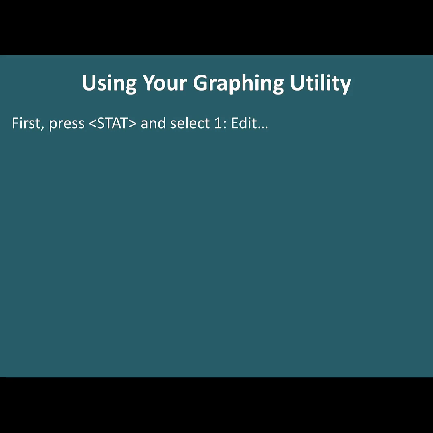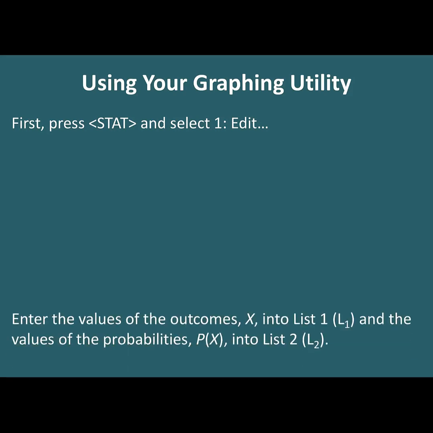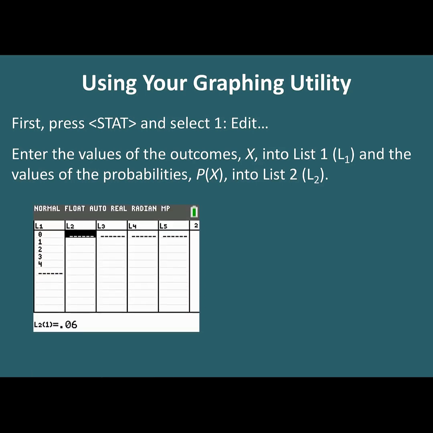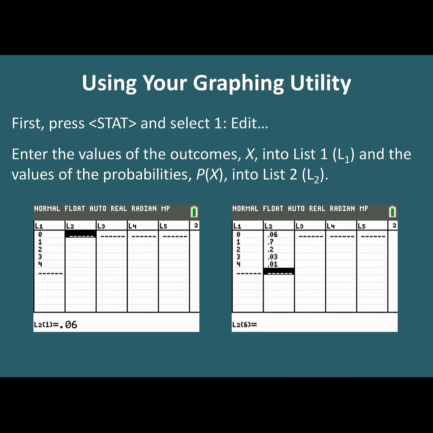Now let's go ahead and learn how to use our graphing utility. First, press Stat, then select 1, the Edit list. Upon selecting Edit, enter the values of the outcomes x into list 1, and the values of the probabilities p of x into list 2. Notice here I'll be using the same numbers from the previous example. Pause the video and please do the same.